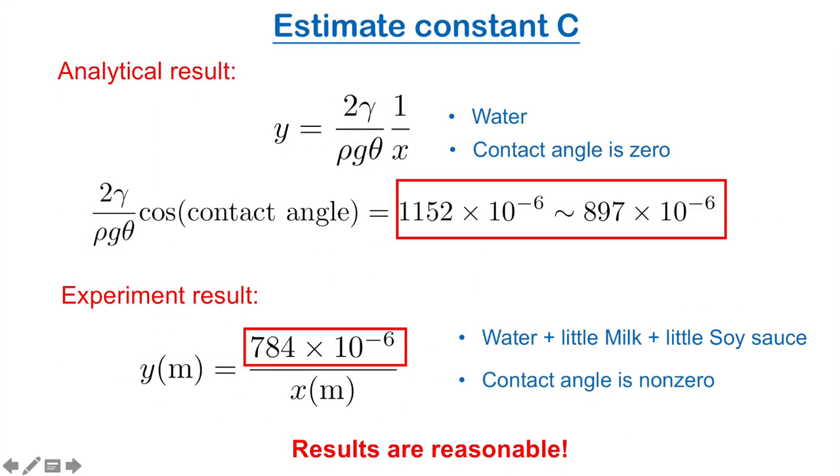Let's compare these two constants from the experimental and the theoretical results. It is easily seen that they match each other in order of magnitude. In the experiment, we didn't use pure water, so the little difference, I think, is acceptable. In the end, both our experimental and theoretical analyses are reasonable.